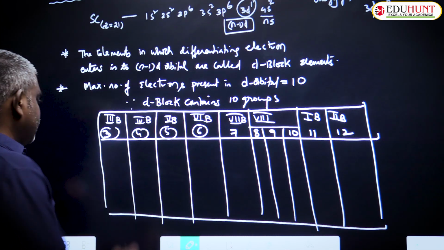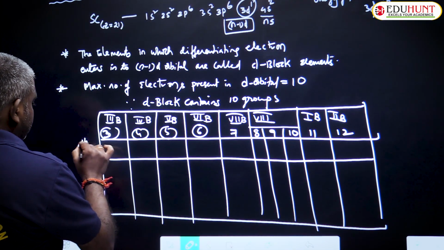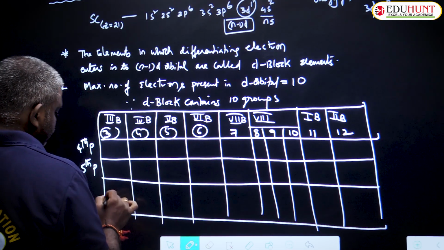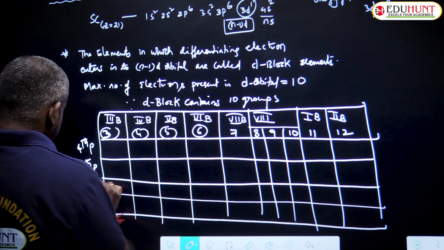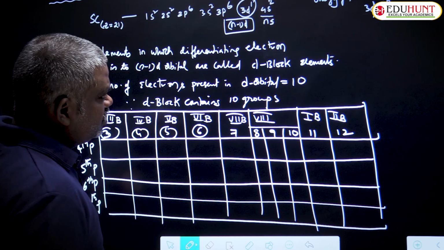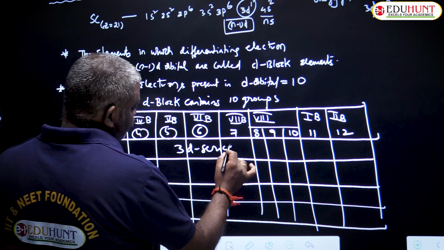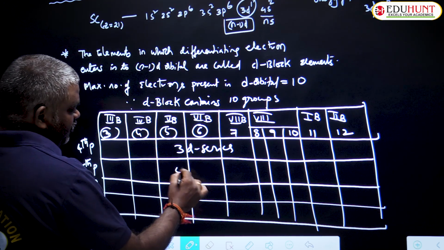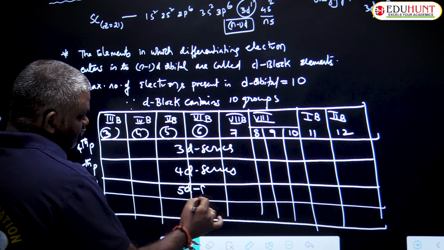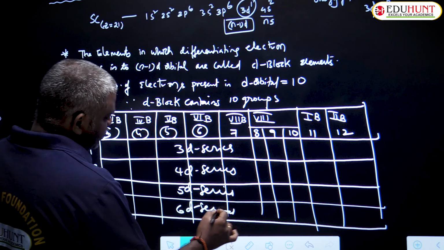Understood? The D block elements are present in the fourth period, fifth period, sixth period and seventh period of the periodic table. The fourth period, where n value is 4, contains 3D series elements. The fifth period contains 4D series elements, the sixth period contains 5D series elements, and the seventh period contains 6D series elements in the case of D block.